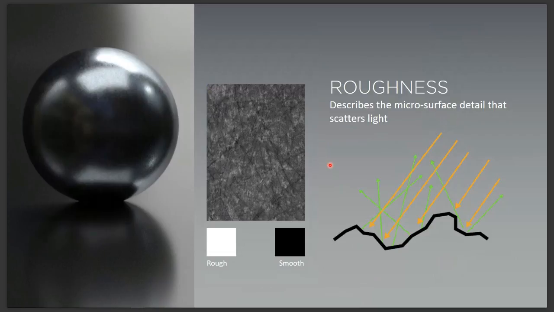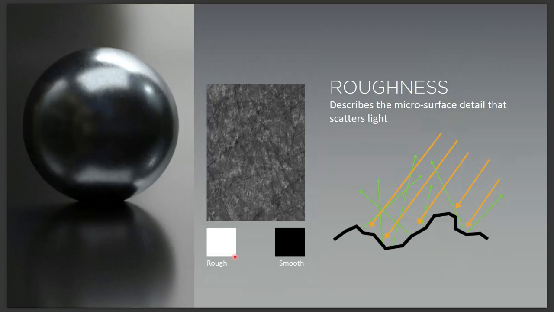Okay, so with roughness here, this is the most creative map. I always say that the roughness map is king, because this map describes the microsurface detail that basically tells the shader how light is scattered. Here you can see I've got a little chart showing a rough surface. We've got the rays coming in, and because this is a rough surface, the rays are getting scattered, which diffuses the light that we see.